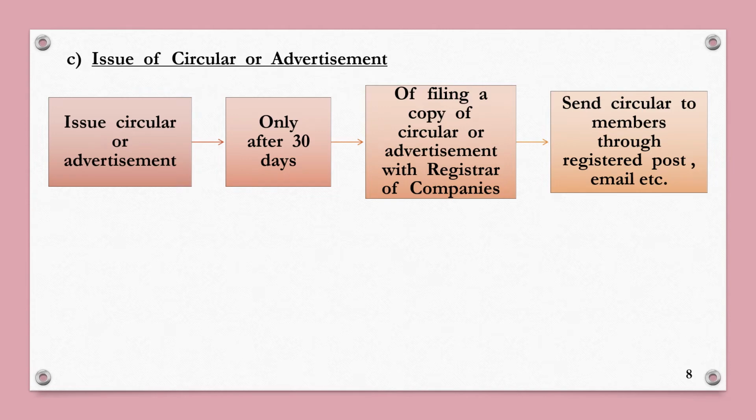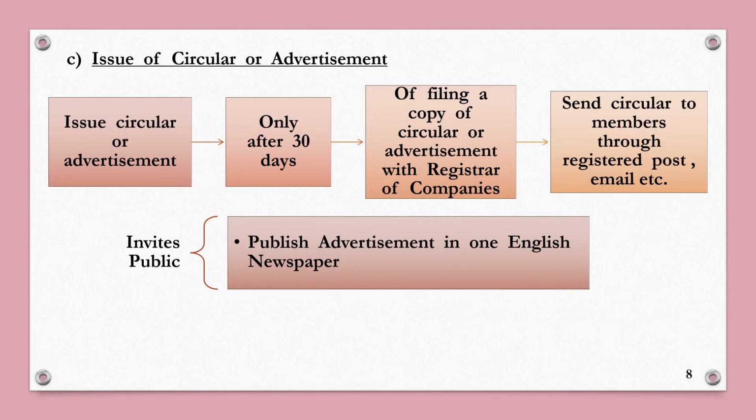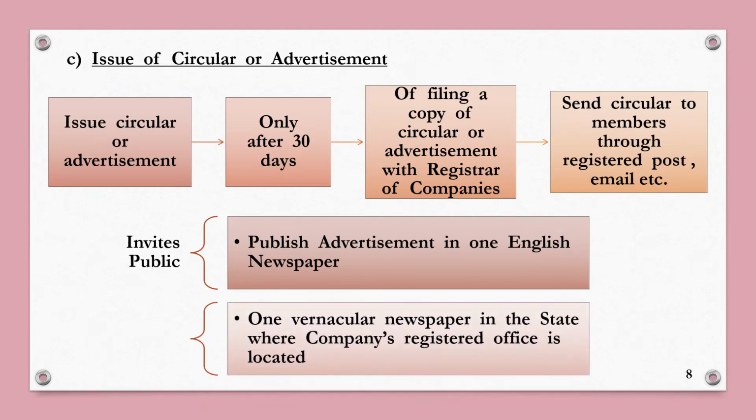Now, if the company invites members, then in such a case it can send circular through registered post, email, etc. However, if it invites public, then it must publish advertisement in one English newspaper and one vernacular newspaper in the state where the company's registered office is situated.